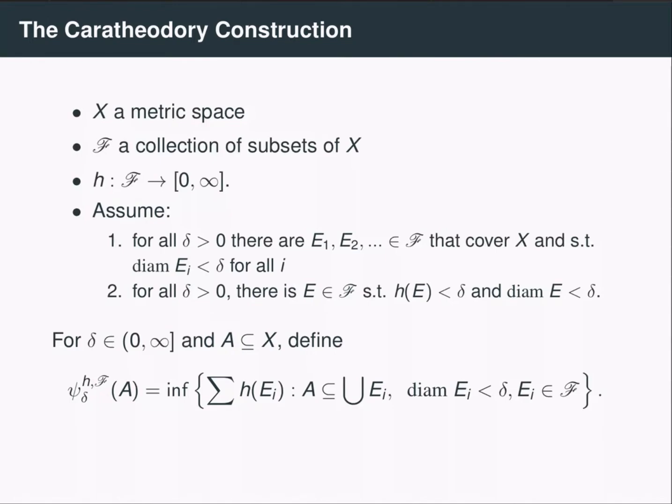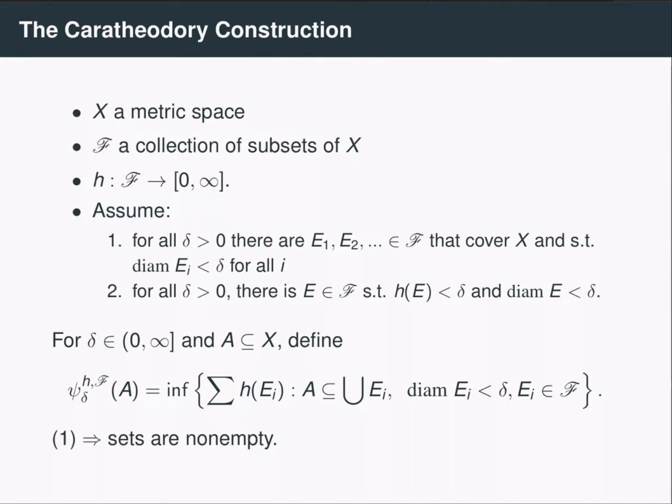We now define the following function for positive numbers delta and for subsets A of our metric space. So psi delta of a set A is equal to the infimum over all coverings of A by sets from the collection F whose diameters are less than delta. And over all such coverings, we infimize the sum of the H values of these sets.